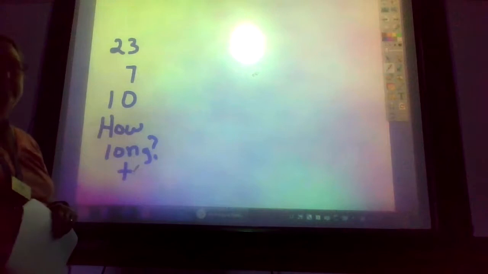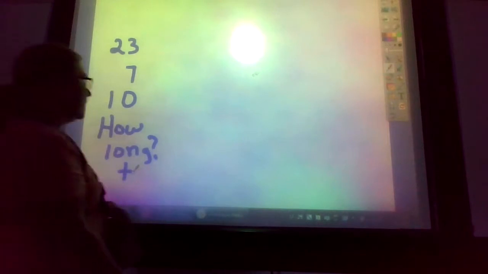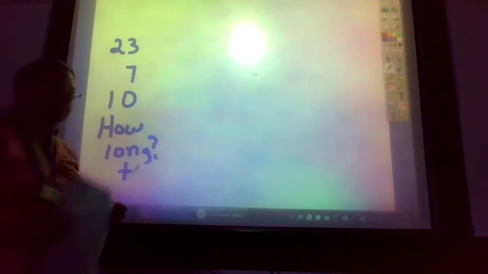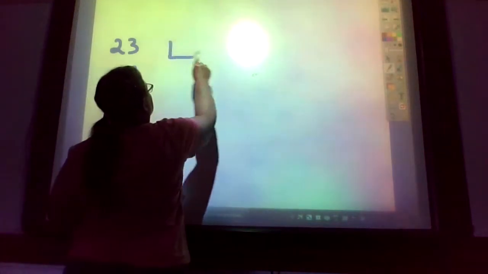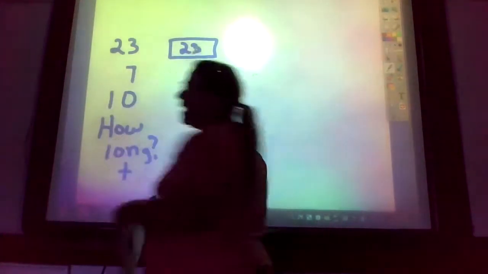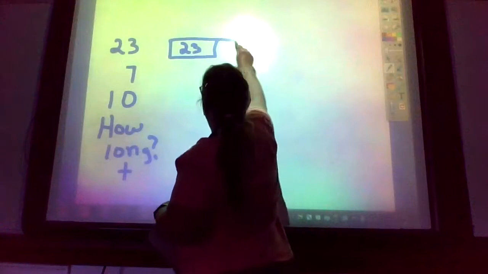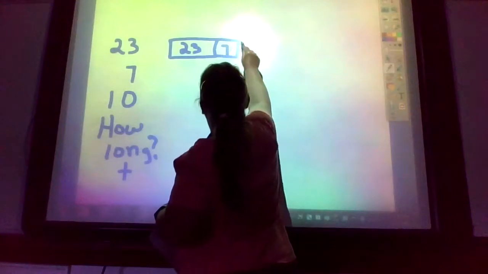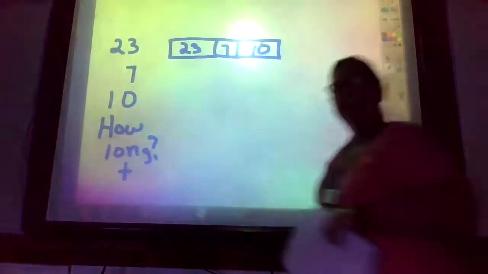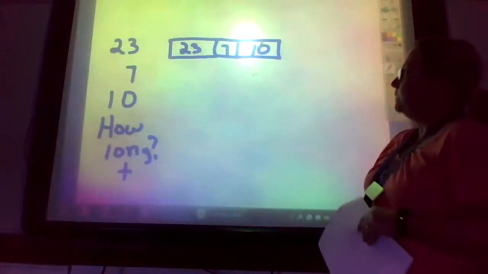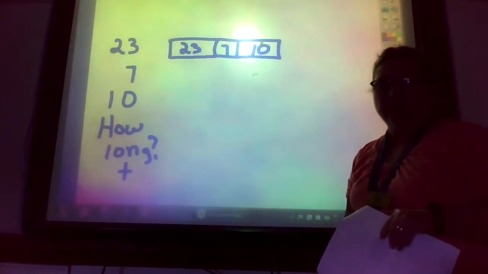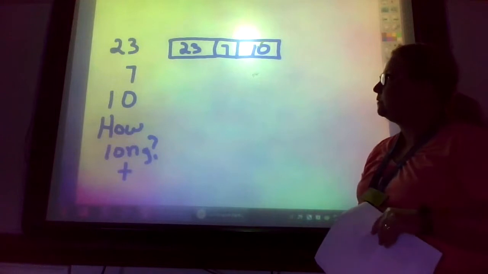Well, let's do this in a tape diagram too. We can do this. We're going to need 3 pieces of tape. 1, 2, 3 pieces of tape. So, here's my 23. Now I'm adding so they touch. Here's my 7. And here's my 10. Okay? My tape. 23, 7, and 10. Okay? So go on and get all that wrote down. You can pause while you get that wrote down.